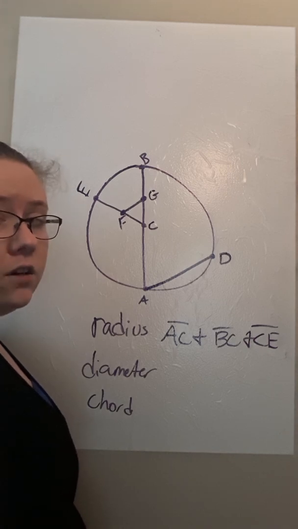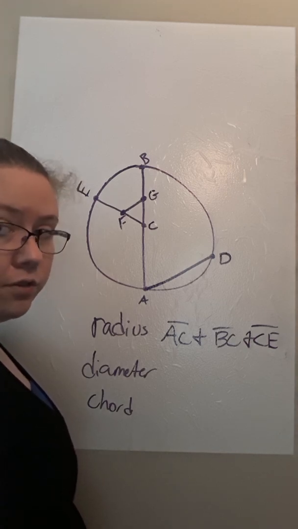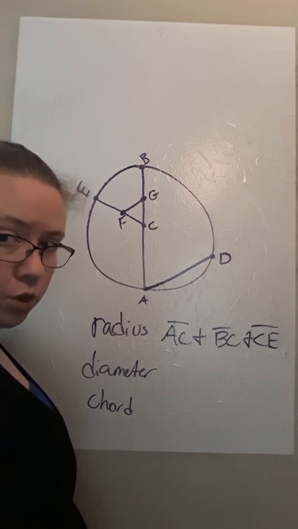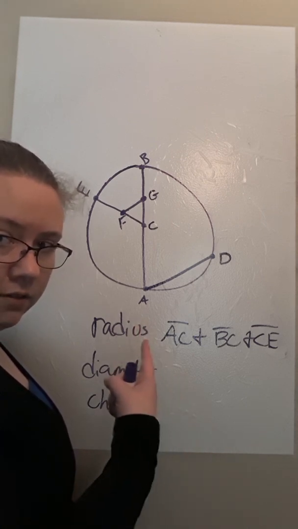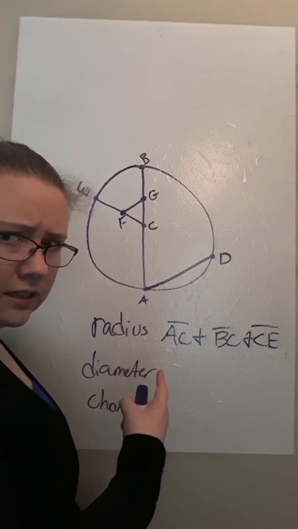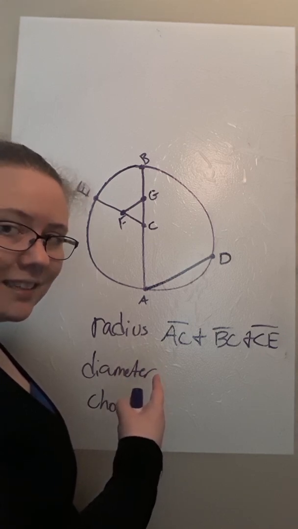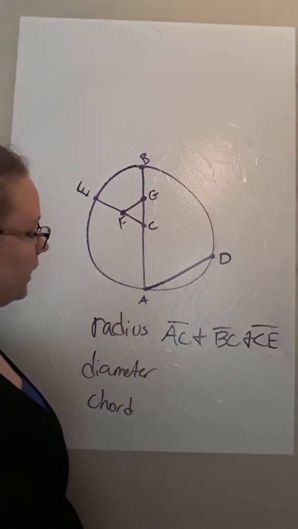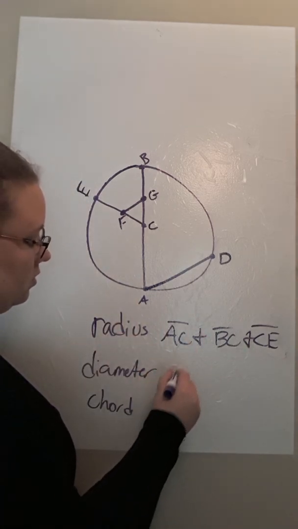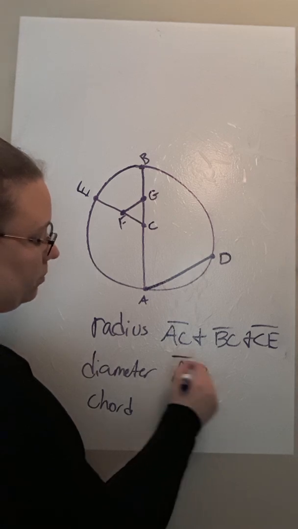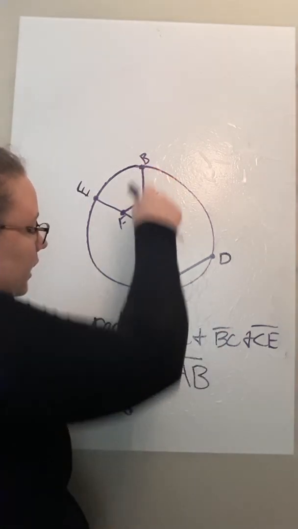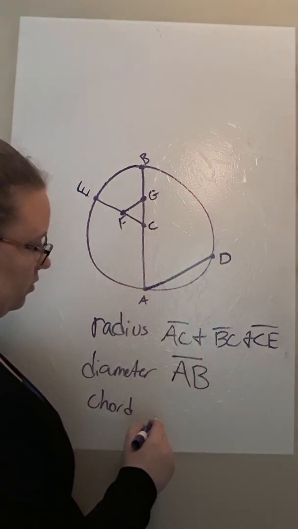You can have any or all of these answers. If you don't have all 3, it's okay. If you only have 1, I'm totally cool with that. If you don't have any of these, fix it, and ask for help. Okay. Diameter, there's only 1 diameter. AB or BA, I don't care which. Okay. One end to the other. And there's a chord. AD.